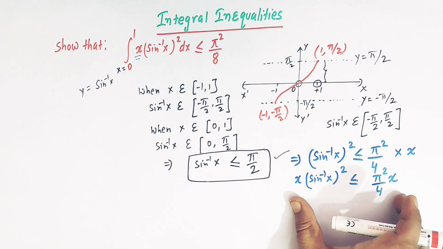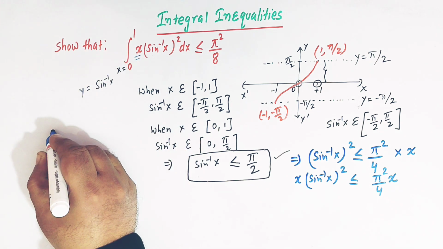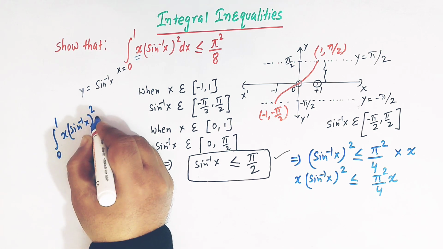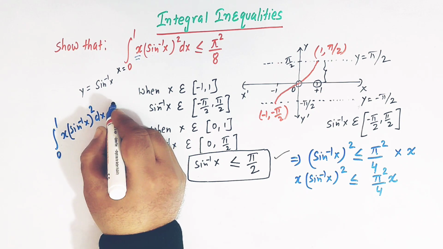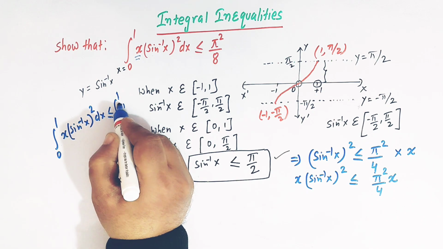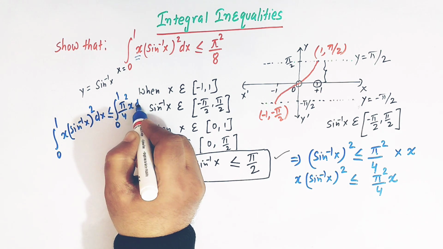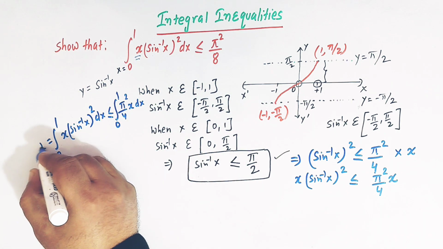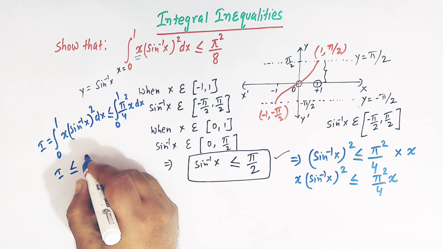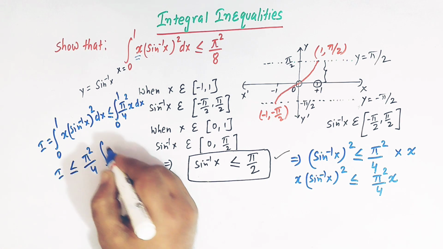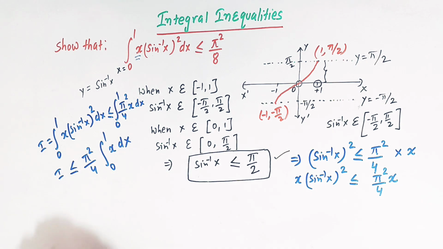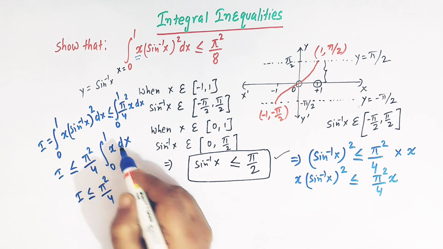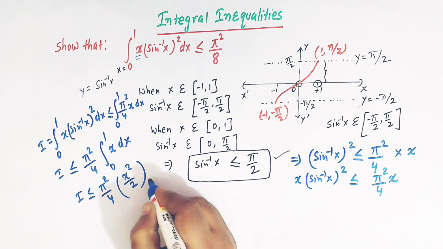So now integrating both sides from 0 to 1, we'll get the integral from 0 to 1 of x (sine inverse x) square dx is less than or equal to the integral from 0 to 1 of pi square over 4 x dx, right? So if we denote this integral by say I, then we have I less than or equal to pi square over 4 times the integral from 0 to 1 of x dx. So we can solve it further. So we have pi square over 4. The integral of x dx is x square over 2. Limits are from 0 to 1.